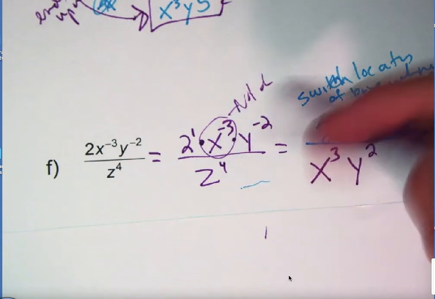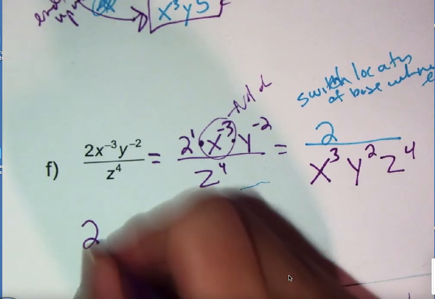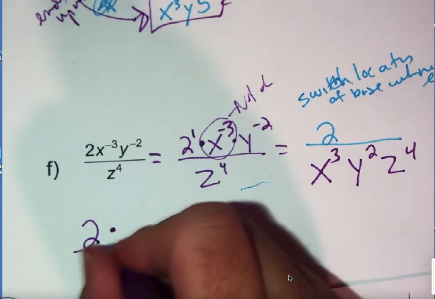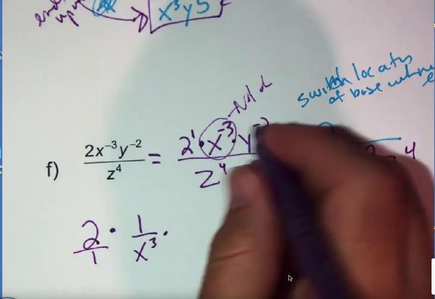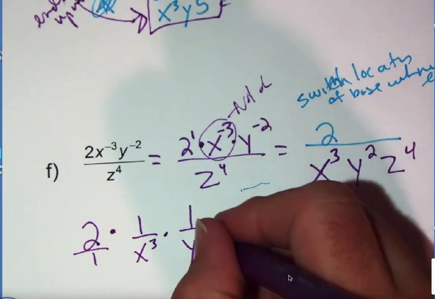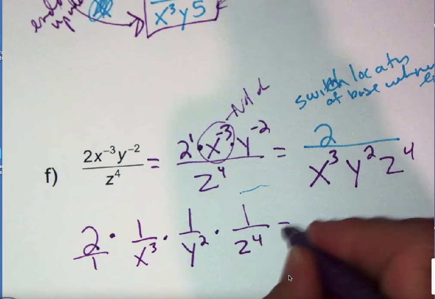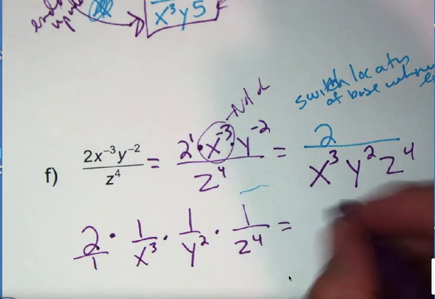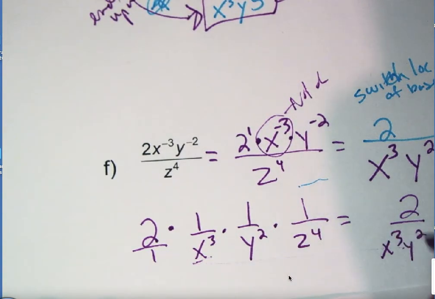Z to the fourth is cool where it is. It's going to stay as z to the fourth. Okay. There's a couple ways to approach it. So this is our final answer. But if we're going to do it right, it's 2 times 2 over 1 times x to the negative third, which is 1 over x to the third, times y to the negative 2, which is 1 over y to the second, and z to the fourth, which is 1 over z to the fourth. We can see that the 2 stays in the numerator, and it's all of these that end up being in the denominator.